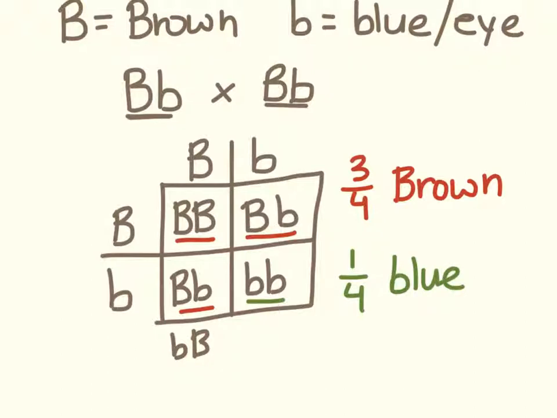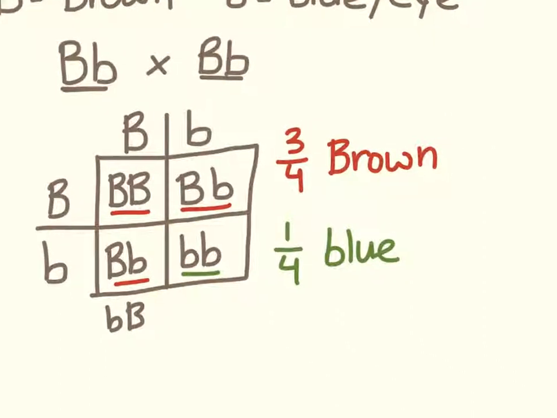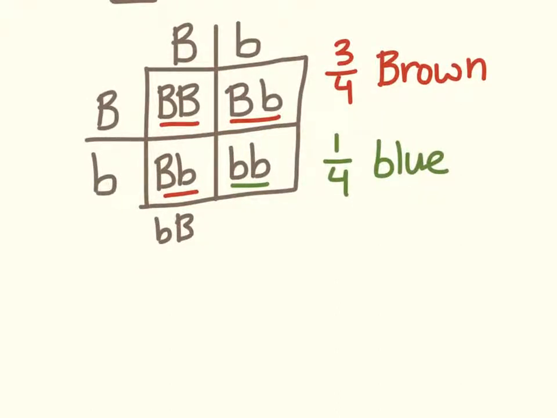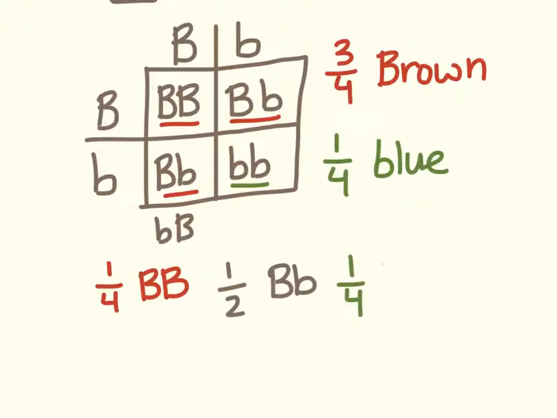If I'm going to look at the genotypes of these particular offspring, then I am going to find that, I'm going to move this up a little bit, that for my offspring 1/4 will be homozygous dominant, 1/2 will be heterozygous, and 1/4 will be homozygous recessive.